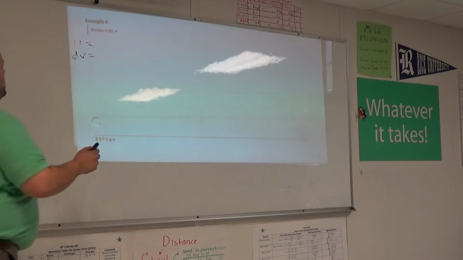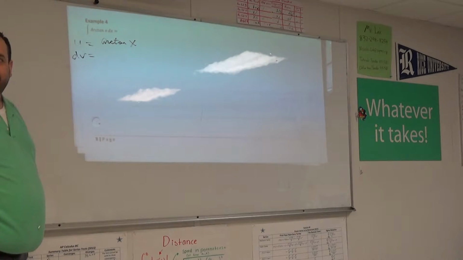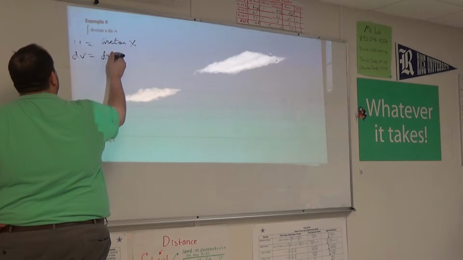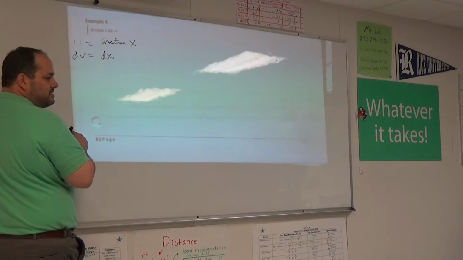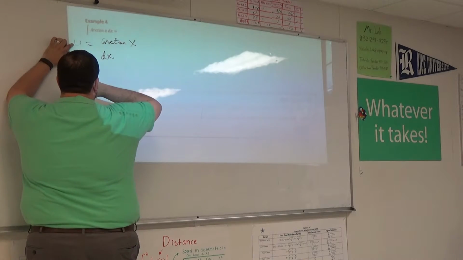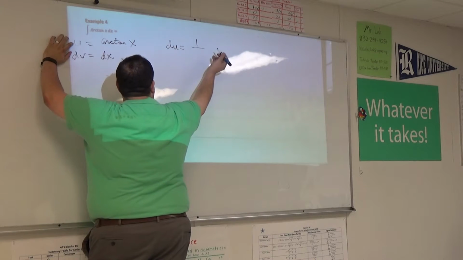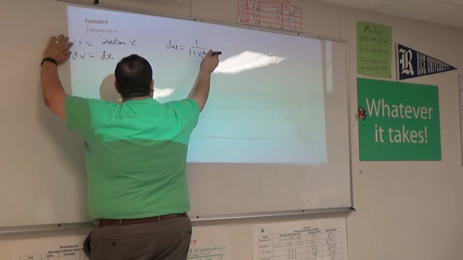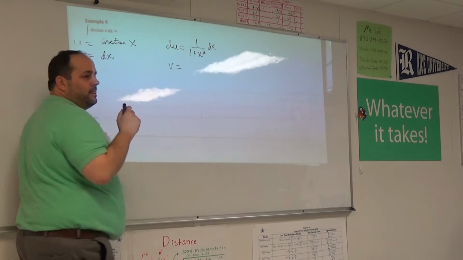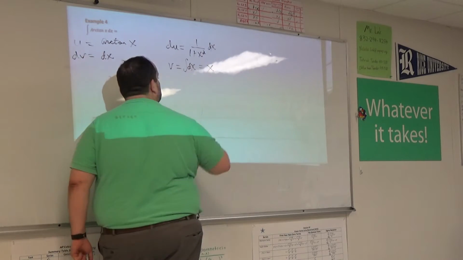u has to be arctan of x. Don't leave the x hanging out there in the wind. And the dv? dx. Stay with me. It gets sweet. So if u is equal to arctan of x, what do we need to do next? You need to find the derivative. The derivative of arctan x is 1 over 1 plus x squared, dx. Now I need v. v is equal to the antiderivative of dx, which is x. Good. Put it all together.